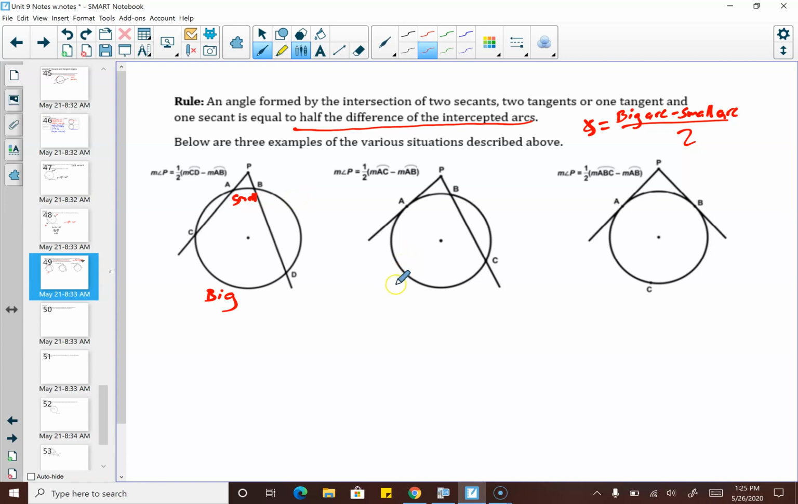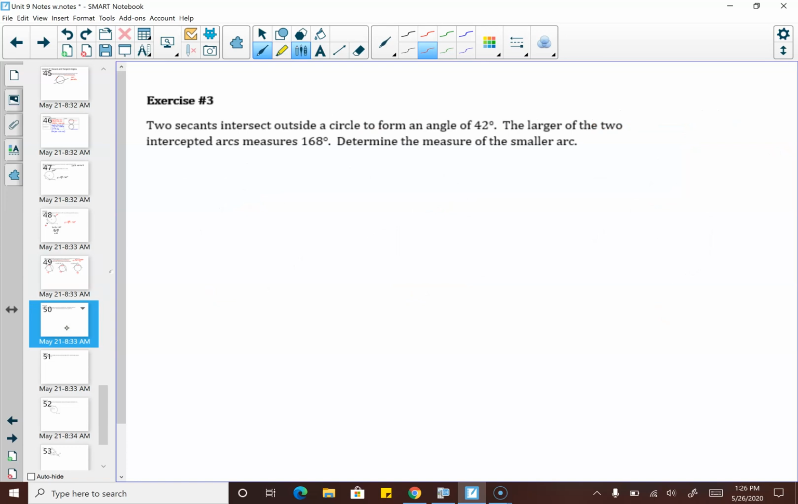So here, the big arc would be from A to C. The small arc would be from A to B, and then that arc at BC would be useless. Now, when you have two tangents, you'll see there actually is only two arcs. There's the big one, and there's the small one. All right, so those are easy because there's only actually two arcs. But this angle equals big arc minus small arc divided by 2 is something that we kind of want to commit to our memory.